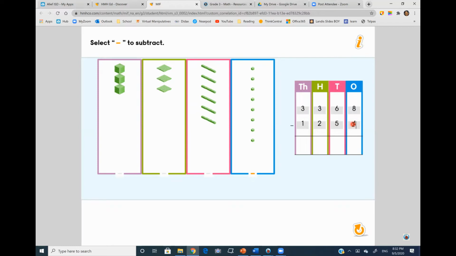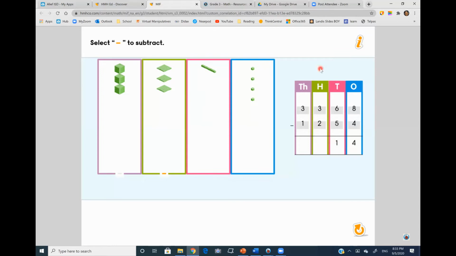Now, remember when we're subtracting, we always start in the ones. So 8 ones minus 4 ones is going to be, let's subtract them here. Take those 4 away, and we're going to have 4 left. Now let's go to the tens. We have 6 tens, and then we have to take away 5 tens. So let's take them away. We take them away, and then we have 1 ten left.